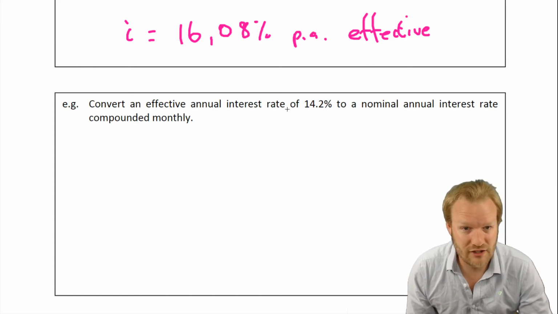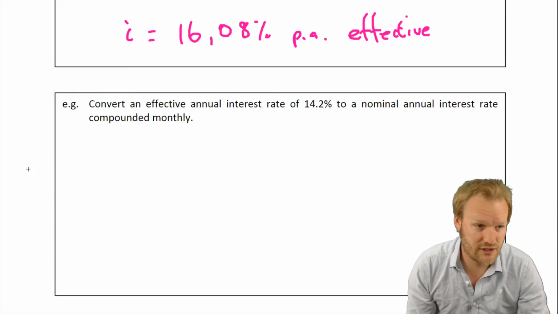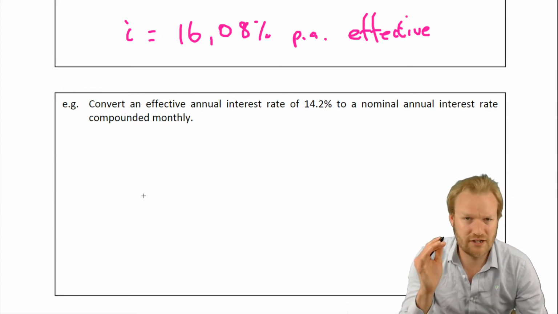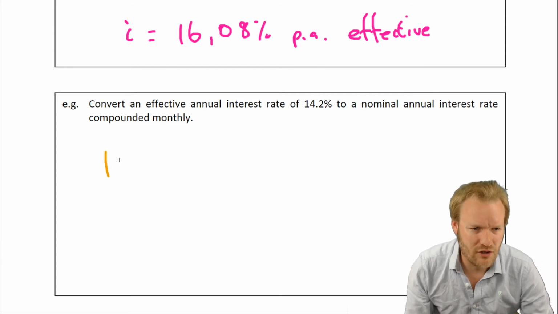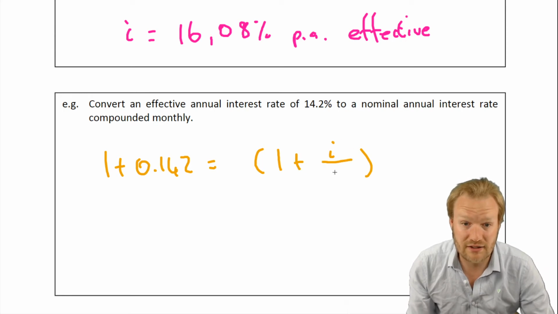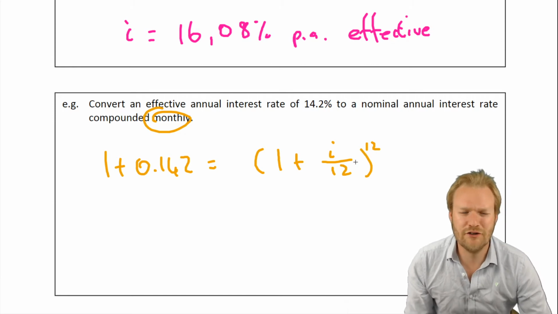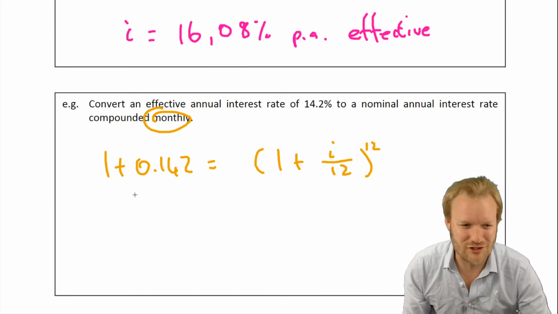Convert an effective annual interest rate of 14.2% to a nominal rate. Okay, so the effective one was like 1 year. So that was the 1 plus, well, we're given at this time, 0.142 equals, and the right hand side looked like the one we were doing before. 1 plus, this time we don't know what this i is. Effective annual rate to a nominal compounded monthly. Okay, so over 12 to the 12.